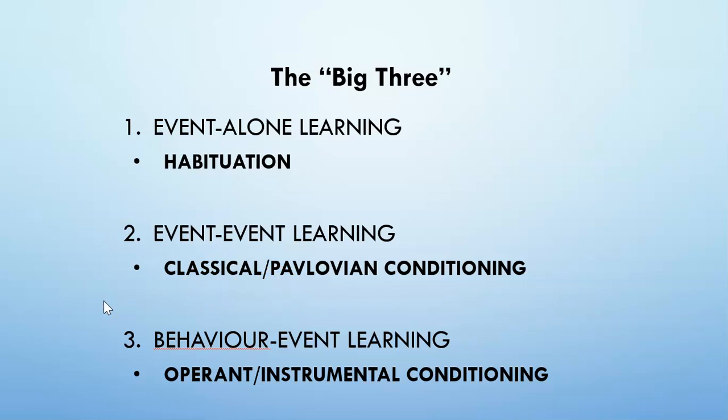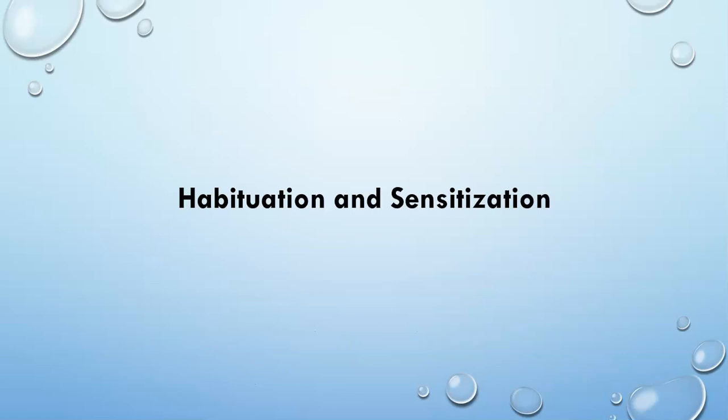And then the final type of learning we're going to talk about is behavior event learning. This one's a lot more complicated, so that's why I'm saving it for last. It's called either operant conditioning or instrumental conditioning. They're interchangeable, so they mean the same thing. Like I said, we're going to talk about these three. We're going to have 1 day on habituation, 2 days on event learning, and another 2 days on behavior event learning. So let's get into it.